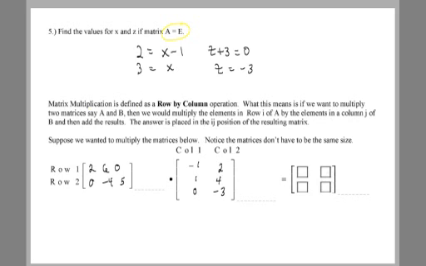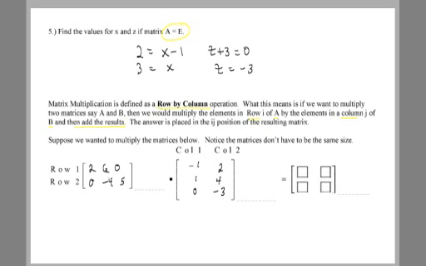Matrix multiplication is defined as a row by column operation. That means if we want to multiply two matrices A and B, we'd multiply the elements in a row of A by the elements in a column of B and then add the results. It's awkward and it takes a while to get used to this process of multiplication. So I'll take this first example just to help you get your brain wrapped around the row by column operation.